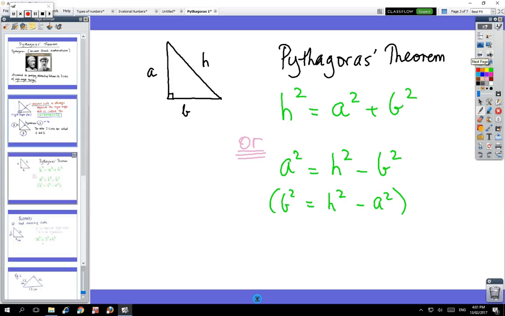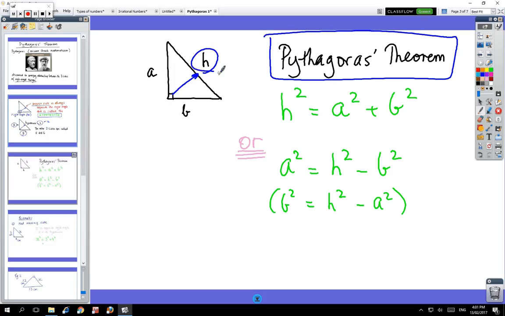And what Pythagoras found was this great relationship. Okay, so first of all, you identify the hypotenuse opposite the right angle, and the theorem is that when you take the square of the hypotenuse, it equals the sum of the squares of the other two sides. So the square on the hypotenuse equals the sum of the squares of the other two sides.